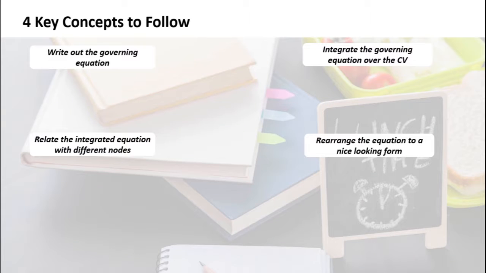There are four key concepts to follow for this problem. First one is to write out the governing equation, and the second step is to integrate the governing equation over the control volume, and the third step is to relate the integrated equation with different nodes, and the fourth one is to rearrange the equation to a nice looking form.